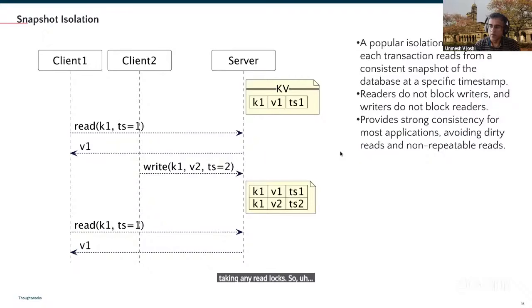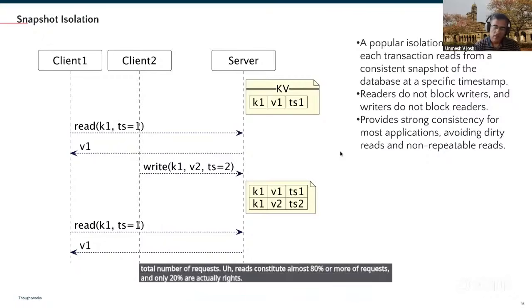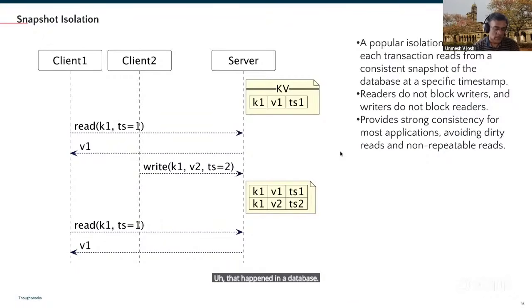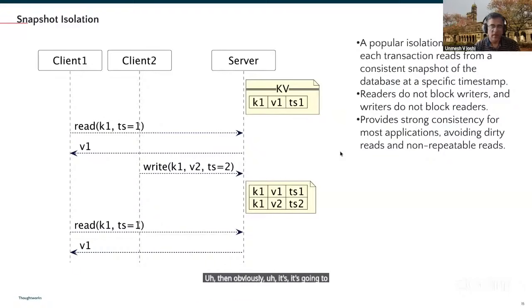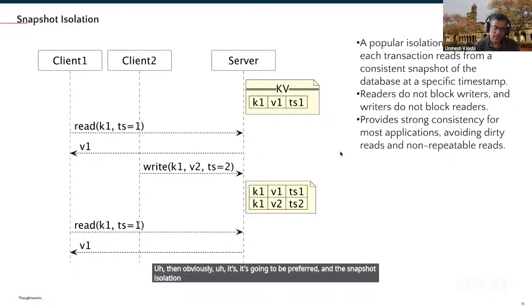So your read operations, and you might be aware that in any user-facing application, typically, if you see the read-write ratio of total number of requests, reads constitute almost 80% or more of requests, and only 20% are actually writes that happen in a database. So if you can implement something that doesn't require you to hold locks for your read requests, then obviously it's going to be preferred, and snapshot isolation essentially allows you to do that.